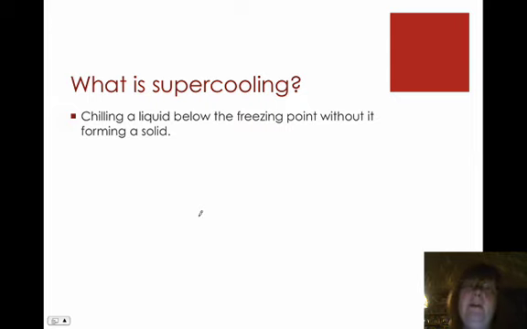All right, well, we looked at a cooling curve in class. We're going to look at some freezing points and do some labs with this.